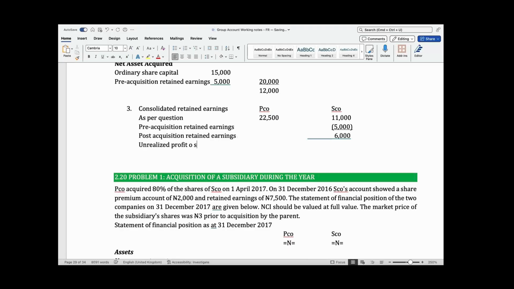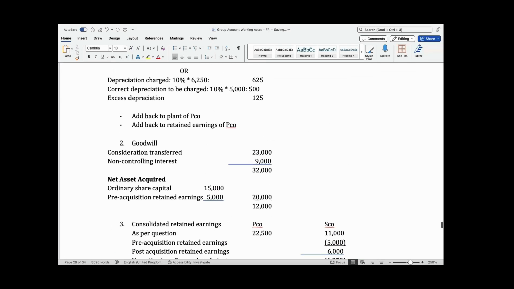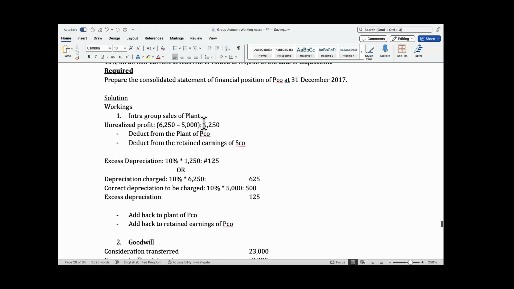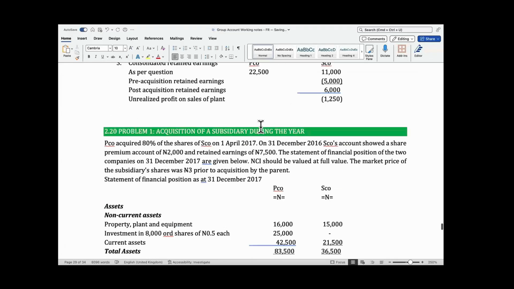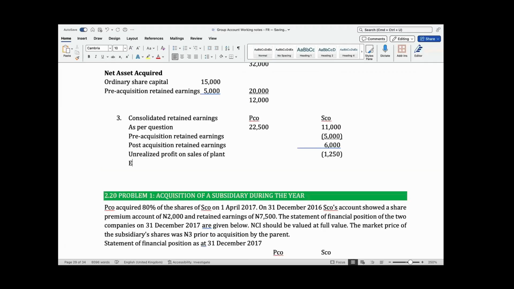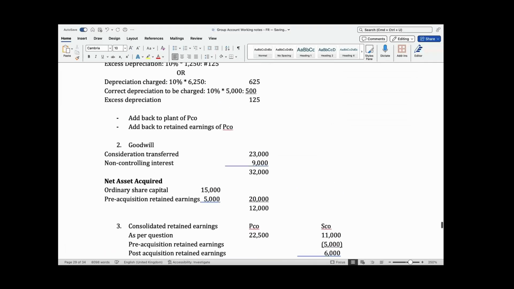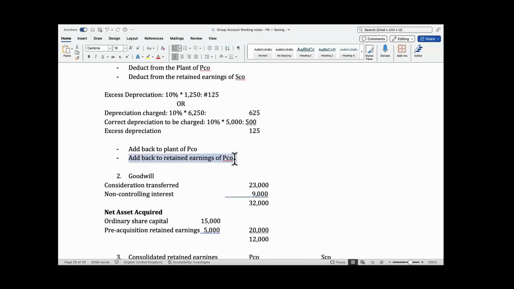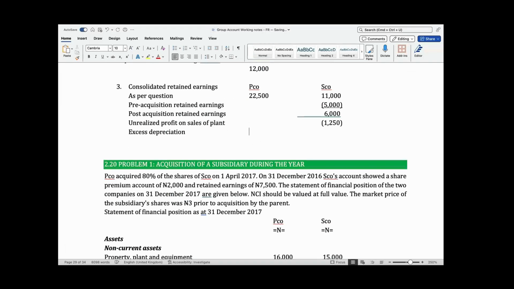Unrealized profits on sales of plants. Who sold the plants? The subsidiary. How much did he make? He made 150. Abi? Yes, he made 150. Then also, excess depreciation. You said add it back to the retained earnings of Pico. How much was it? 125.